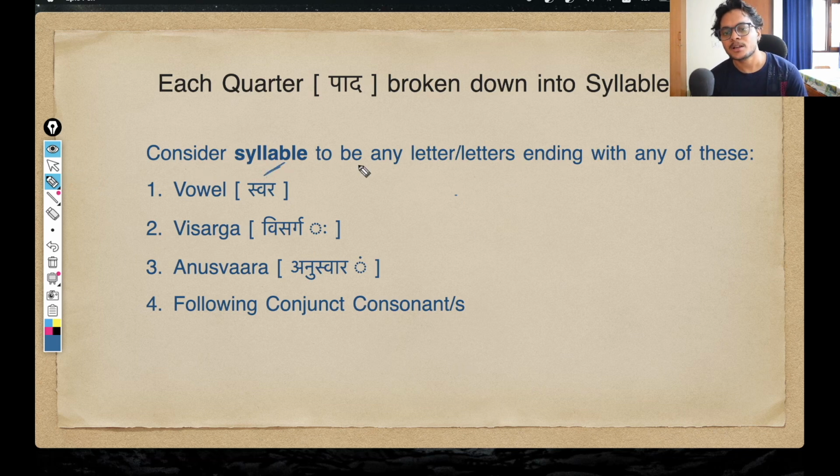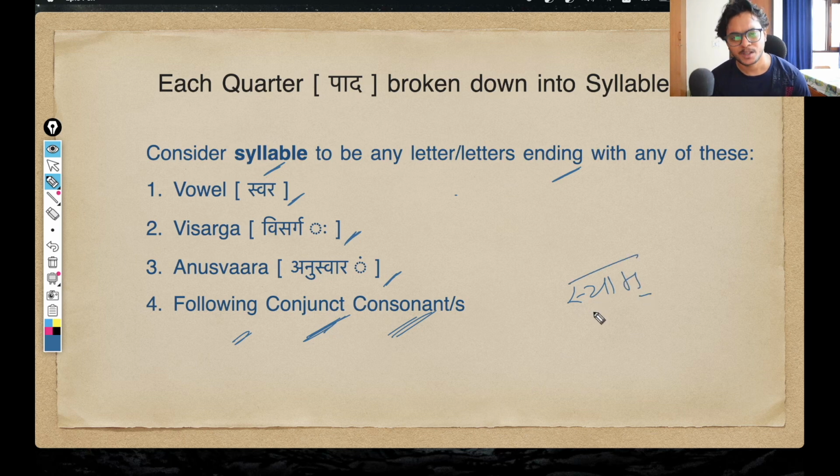Consider a syllable any letter or letters that end with a swara, or end with a visarga, or end with an anuswara, or that are followed by a conjunct consonant. I hope you remember this conjunct consonant. Suppose it is written as Syam. This sa here is a conjunct consonant, because it is co-joined with other consonants. This also applies to the normal letters that we have.